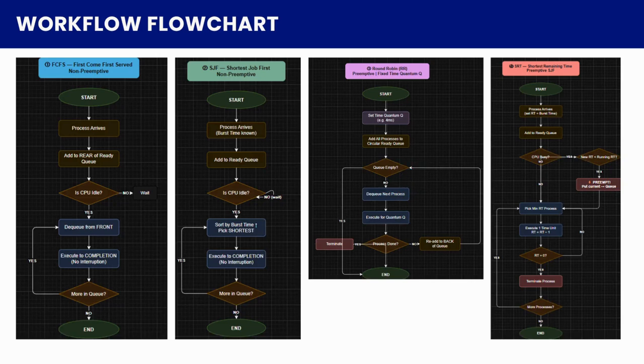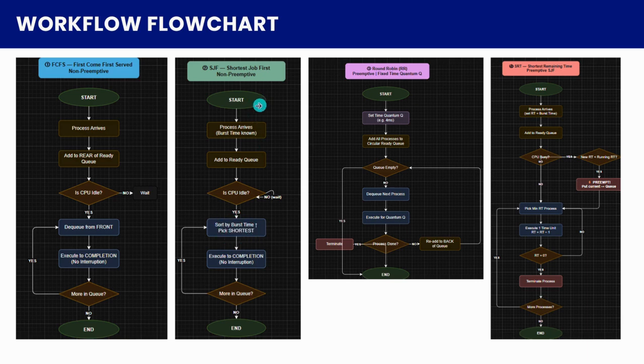Next, we will talk about the flowchart of each algorithm. Okay, so the first flowchart is for FCFS. For FCFS, the algorithm is very simple. We sort the processes by arrival time. That means the process that arrives first will run first. Okay, so for the second algorithm, we sort by burst time and pick the shortest.